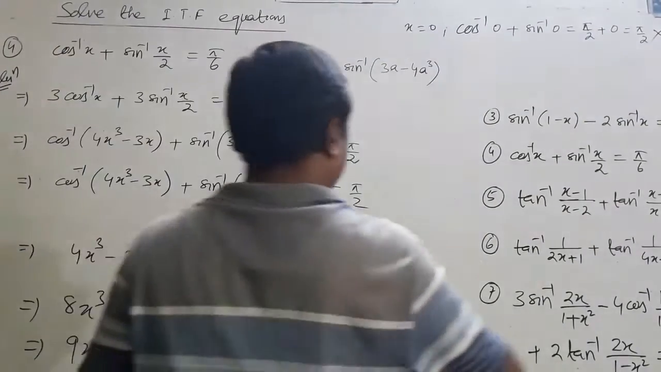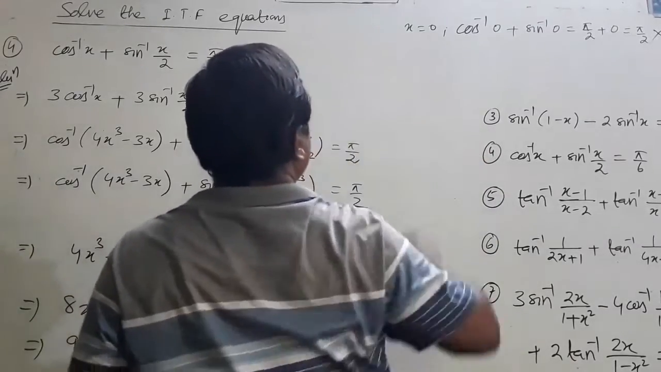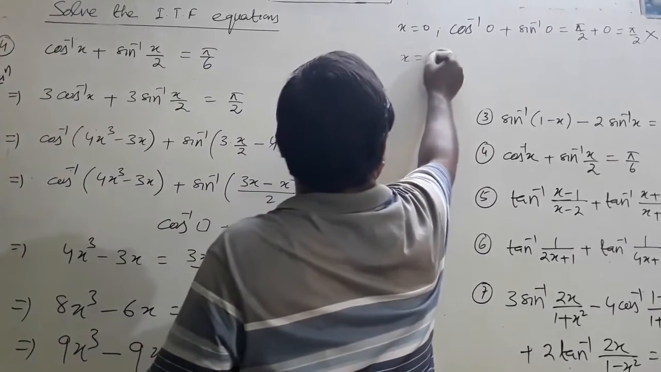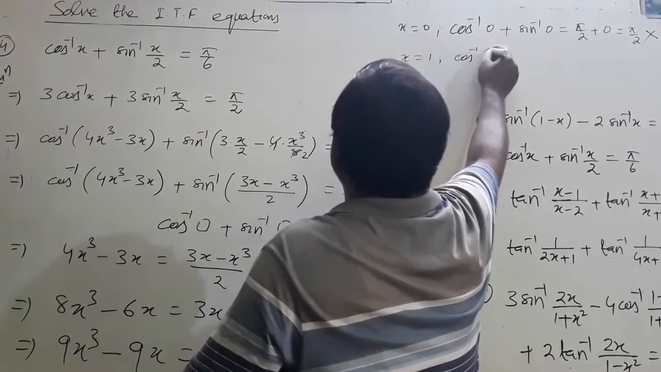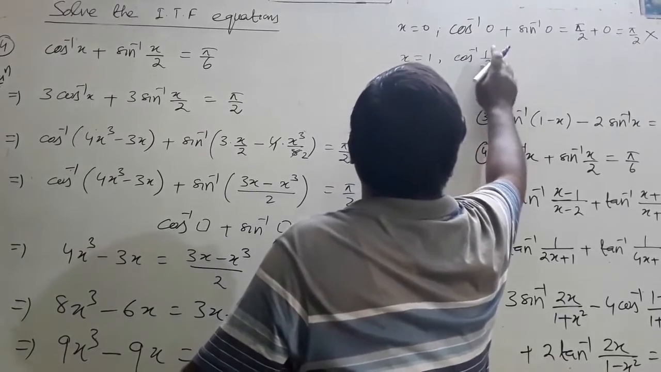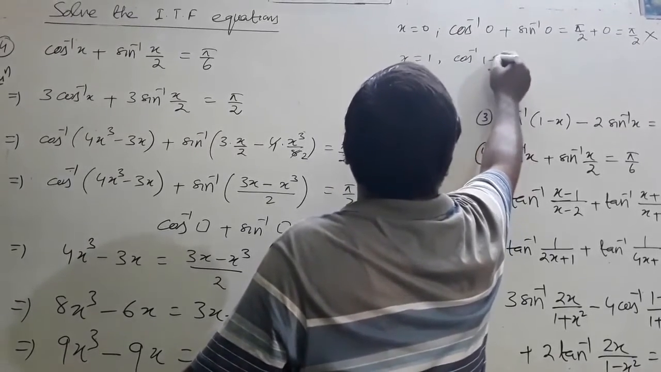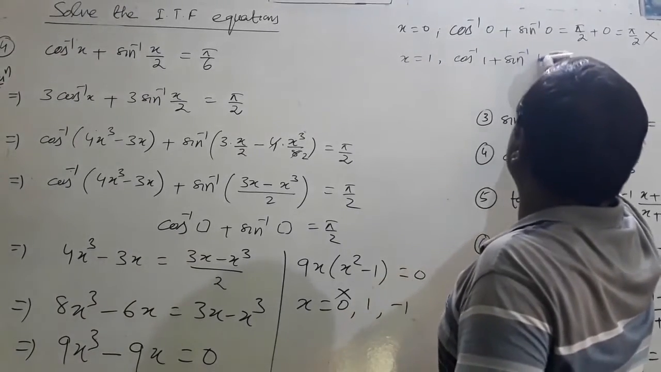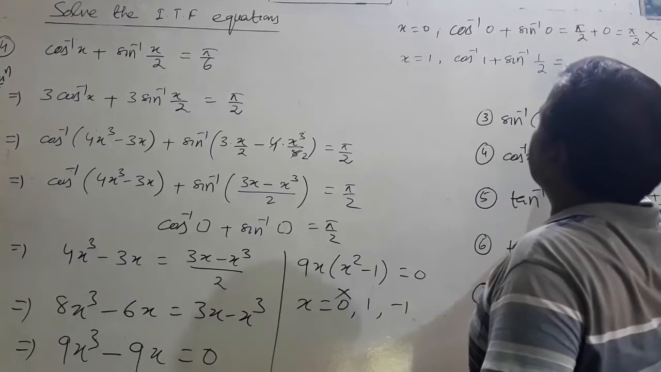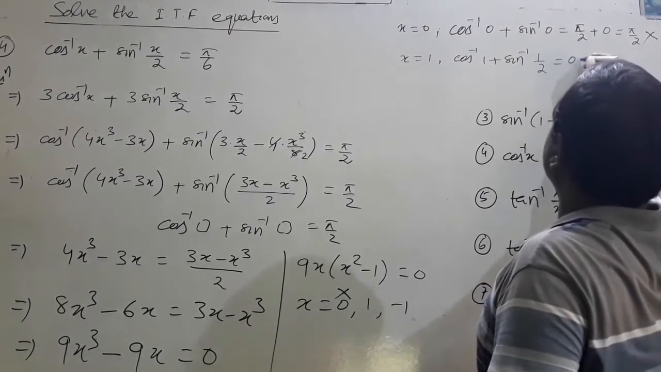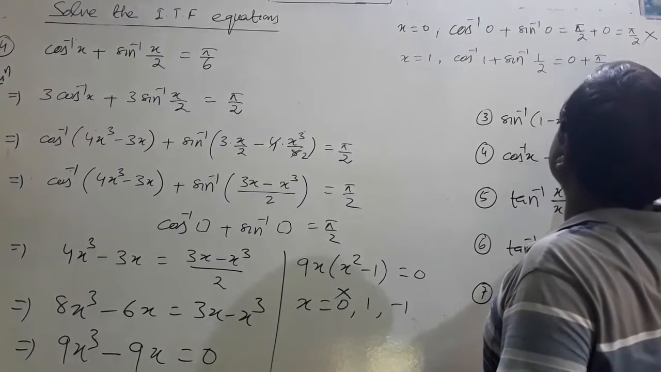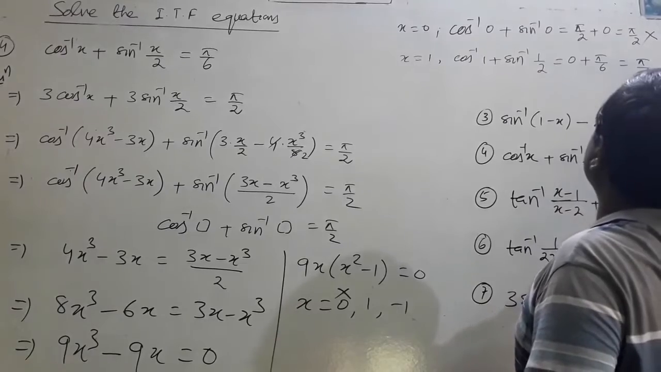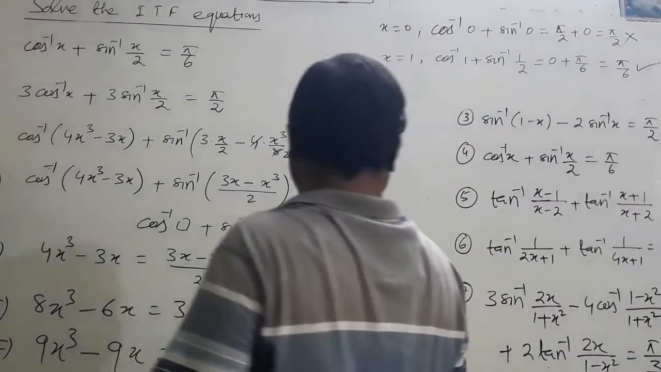When you put x is equal to 1, it becomes cos inverse 1 plus sin inverse 1 by 2. Cos inverse 1 is 0 and sin inverse half is pi by 6. So this becomes pi by 6. So it is verified. Now it is verified.